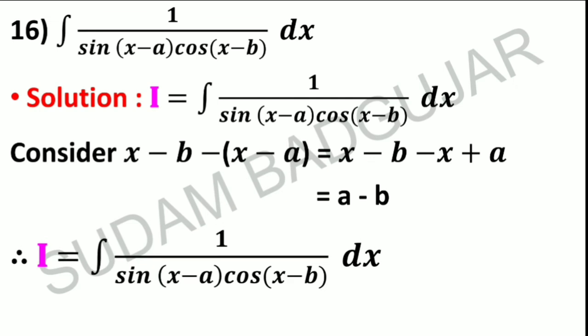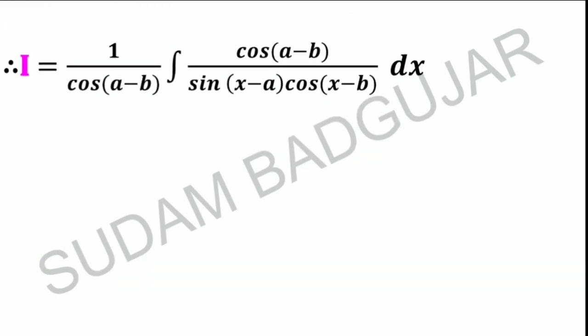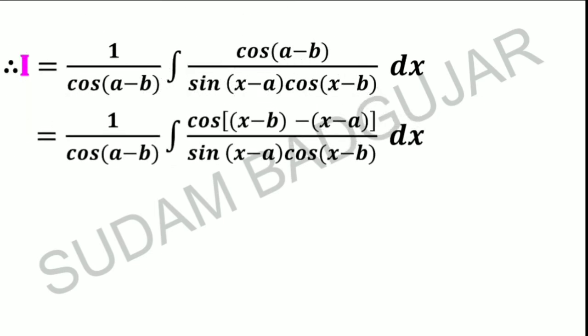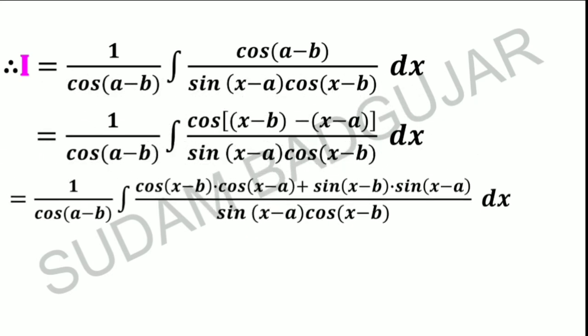Why? Because it is a different type of product, it is not sine-sine or cos-cos, it is sine and cos. So multiply and divide by cos of (a minus b), that is I is equal to 1 upon cos of (a minus b) into integration of cos of (a minus b) upon sine into cos. So again you have to substitute the value of a minus b. What is a minus b? That is (x minus b) minus bracket (x minus a). Then it is nothing but the cos of (a minus b) form, that is cos a cos b plus sine of first angle into sine of second angle.